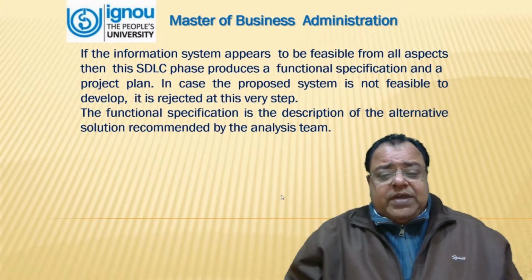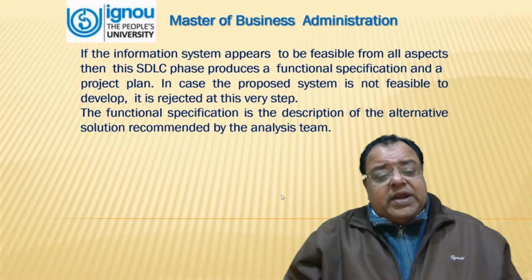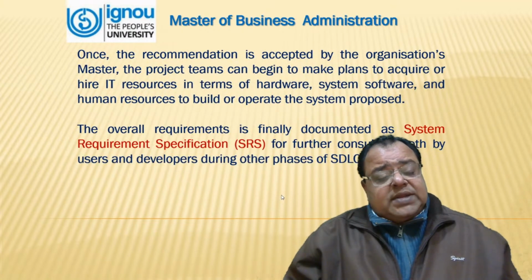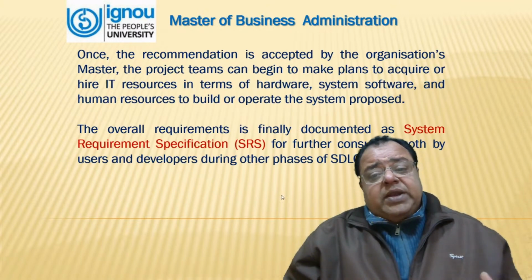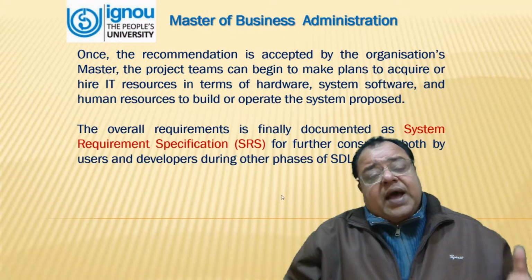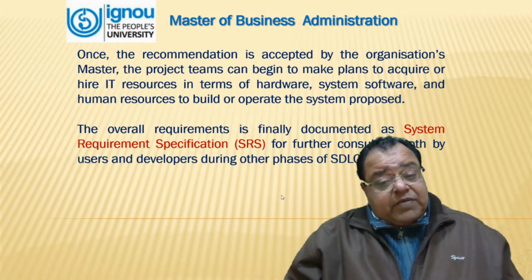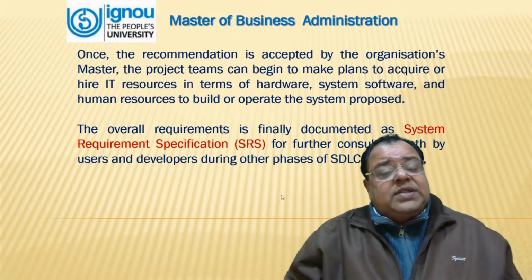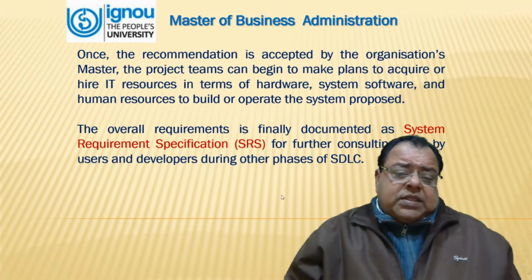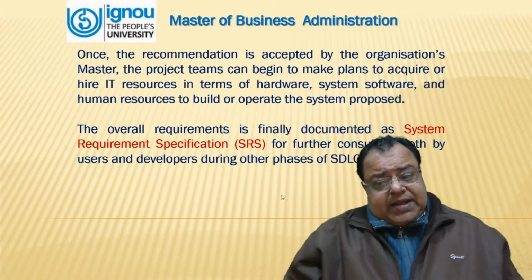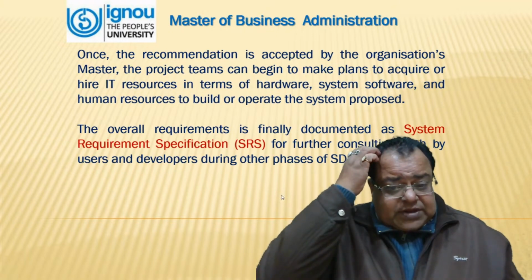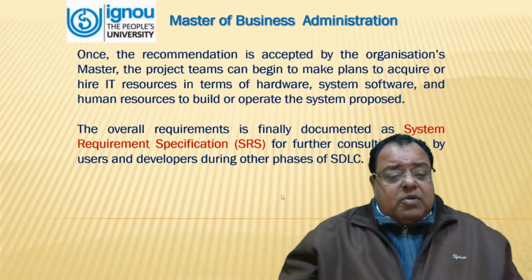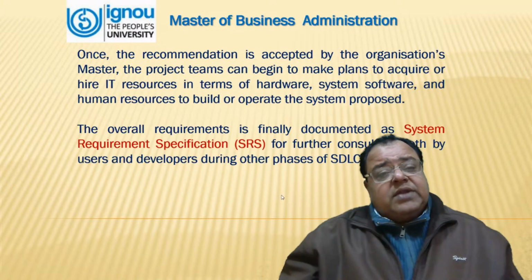The functional specification is the description of the alternative solution recommended by the analysis team. Once the recommendation is accepted by the organization's management, the project team can begin to make plans to acquire or hire IT resources in terms of hardware, system software, and human resources to build or operate the system proposed. The overall requirement is finally documented as the System Requirement Specification for further consulting both by users and developers during other phases of SDLC.